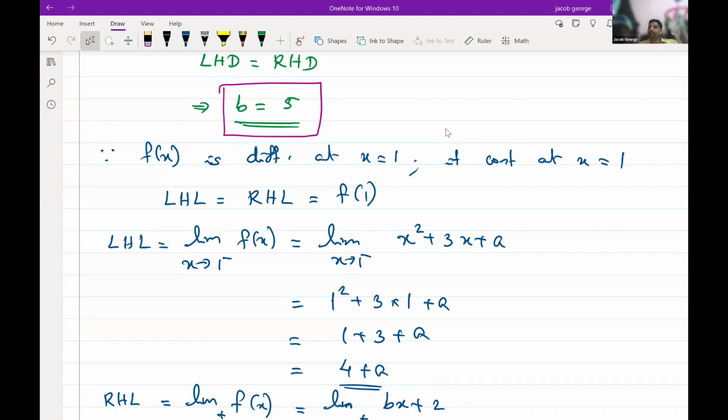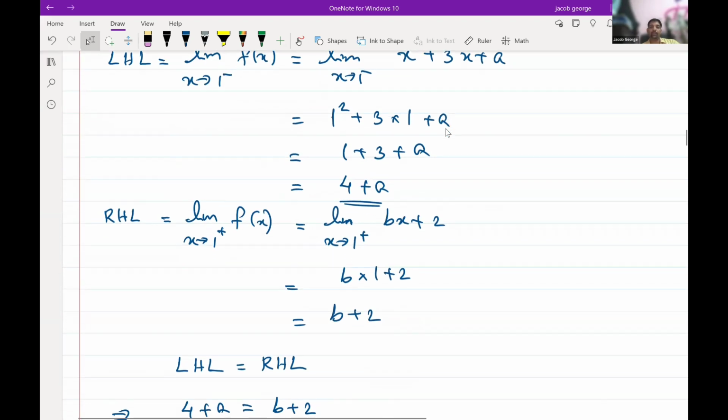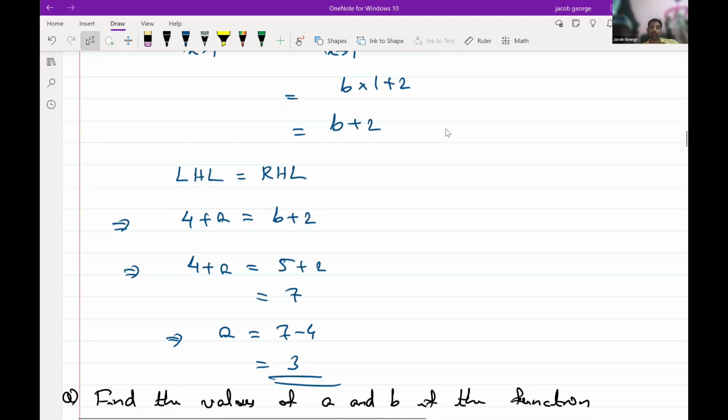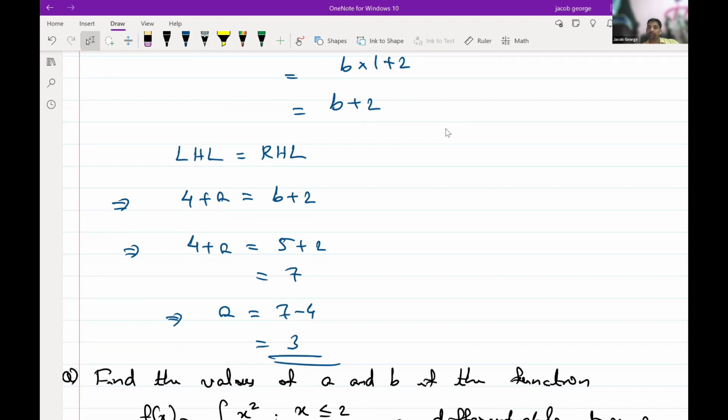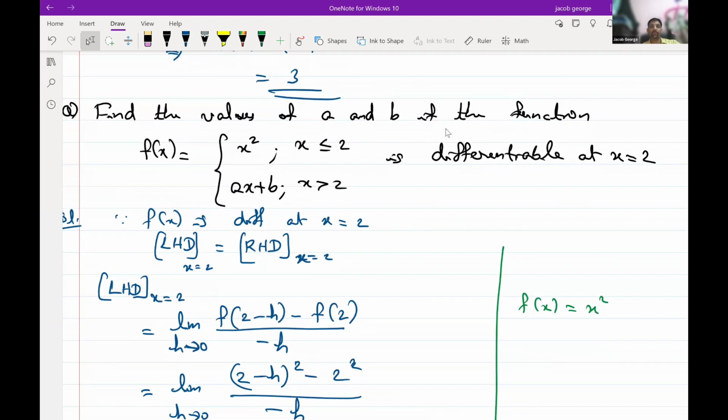Then LHL, that is limit x tends to 1 minus f of x, is limit x tends to 1 minus x square plus 3x plus a, or 1 square plus 3 into 1 plus a, which is 4 plus a. Then RHL, limit x tends to 1 plus f of x, that is b plus 2. Then we have to equate these two, and you will get a. Okay, so this is the method of calculating a and b if differentiable is given. Differentiable functions are continuous. Next is also a similar type. Just go through it.